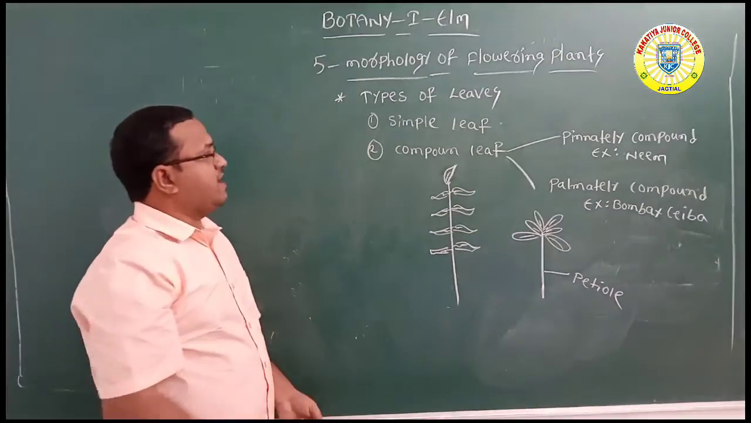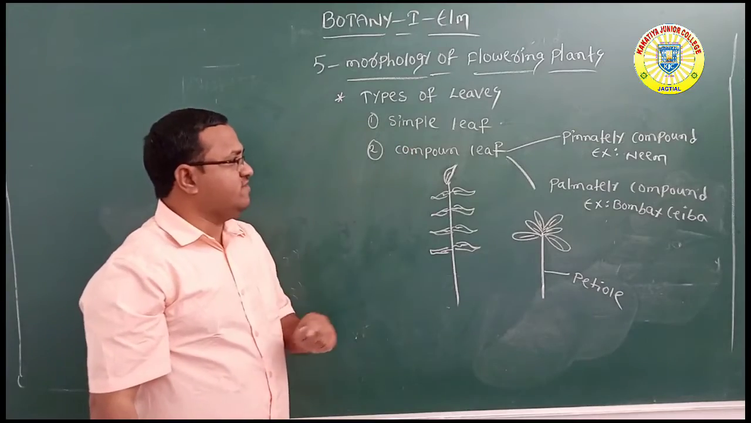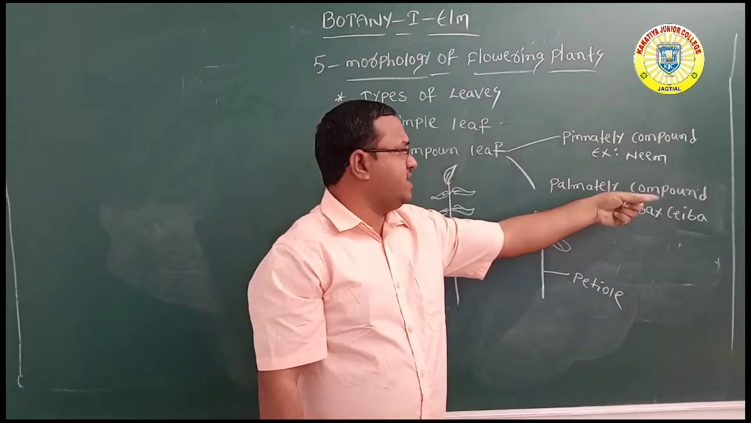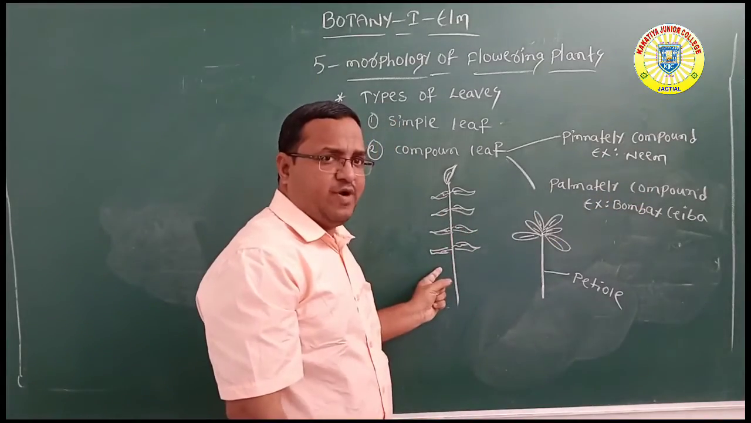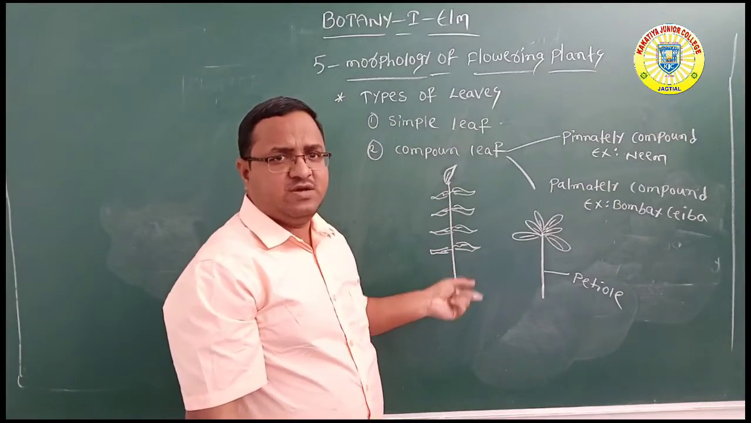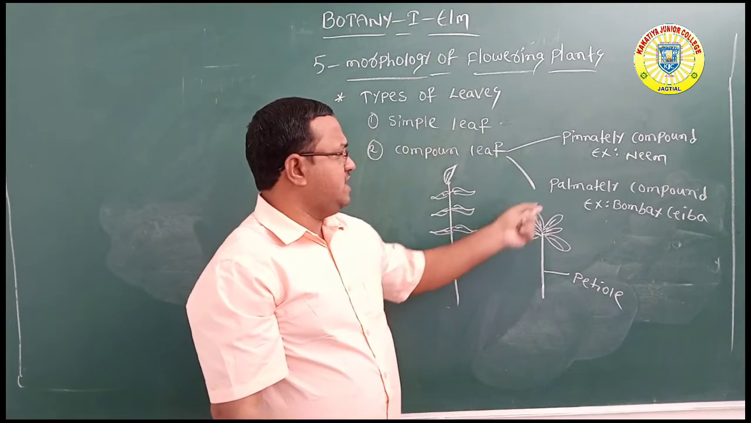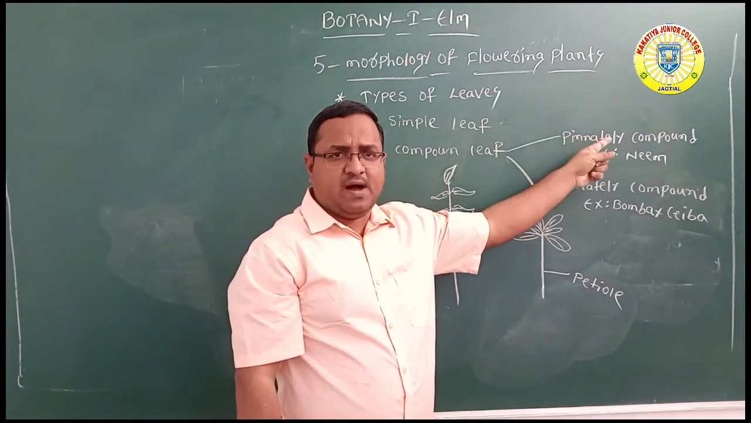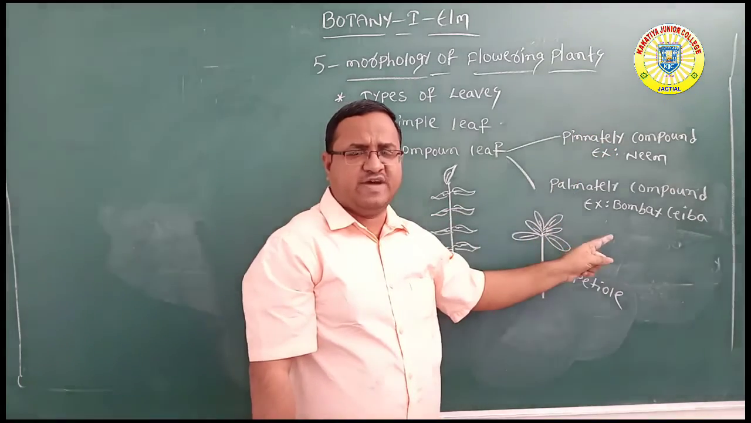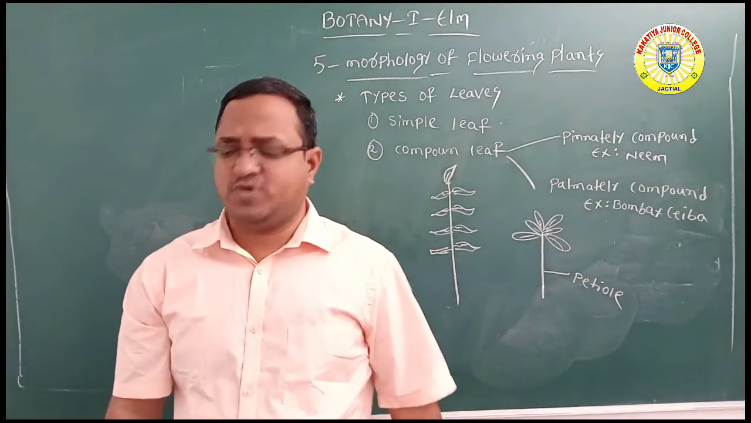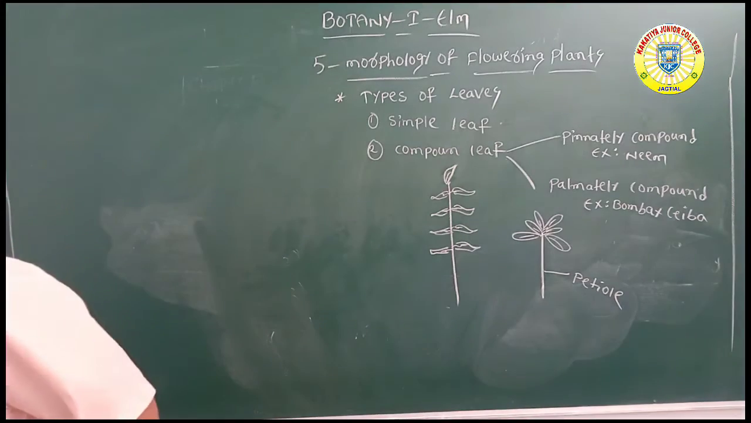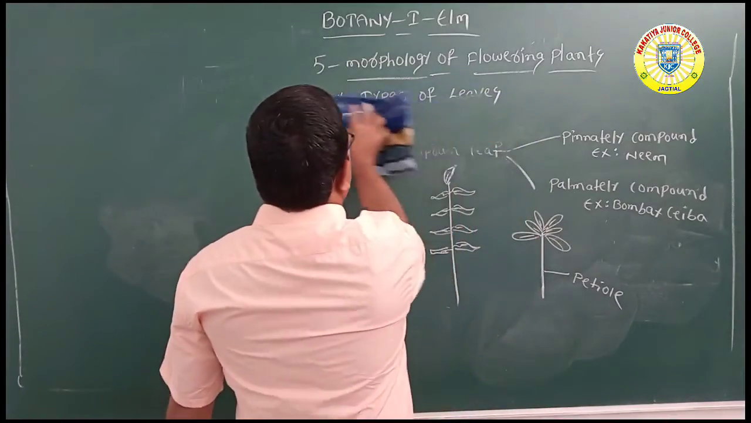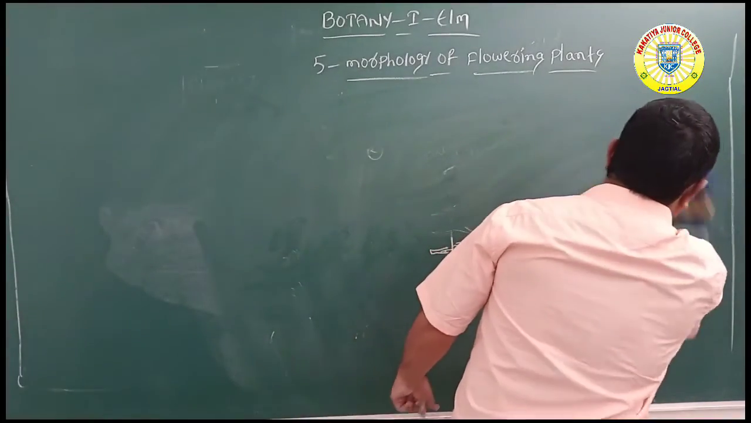So these are the types of leaf: simple leaf and compound leaf. Compound leaf is mainly of two types. One is pinnately compound leaf, the second is palmately compound leaf. This is the diagram of the pinnately compound leaf: the leaflets are arranged on a common axis. In palmately compound leaf, the leaflets are arranged at the tip of the petiole. Pinnately compound leaf example: neem. Palmately compound leaf example: Bombax ceiba. So this is about the types of leaves.